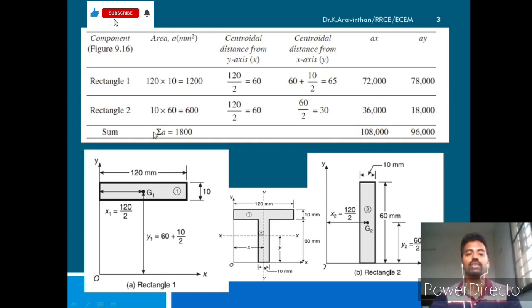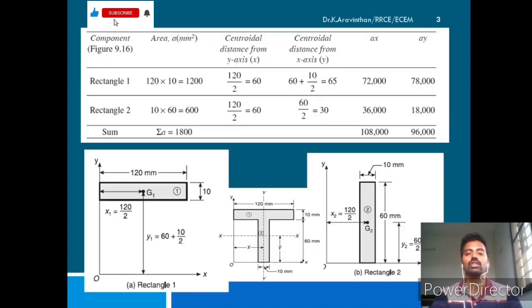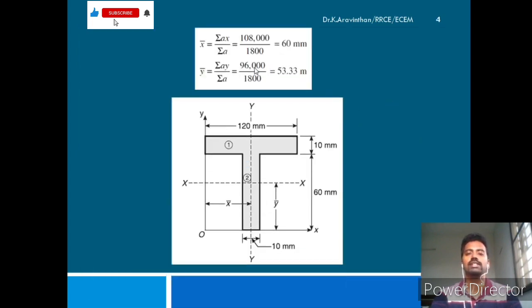So the summation of a, the total area, is 1800. Similarly you are having ax and ay. So here you are having a formula to identify the centroid, that is summation of ax divided by summation of a. So summation of a is 1800 and summation of ax is 1,08,000. And summation of ay, this is the component, that is 96,000. So 96,000 is the summation of ay. So if you divide this, you will be getting the x bar and y bar.